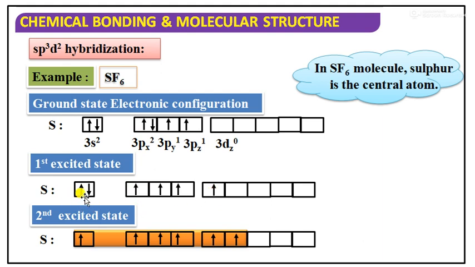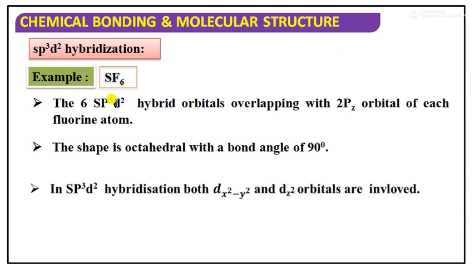In the second excited state, what happened there? One more electron moved from the s orbital to the p orbital. Resulting in what? It creates 1, 2, 3, 4, 5, 6 orbitals. These 6 orbitals are involved in the bond formation. So it is called 6 sp3d2 hybrid orbitals. What happened in this hybrid orbital formation?